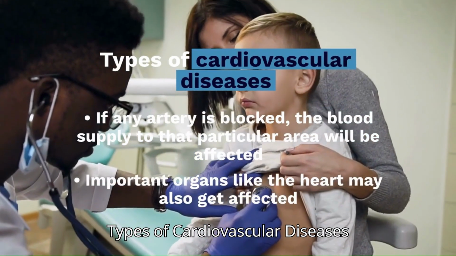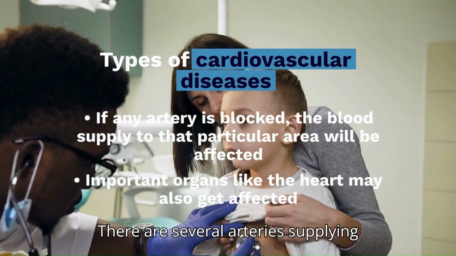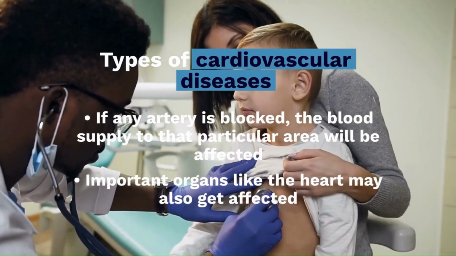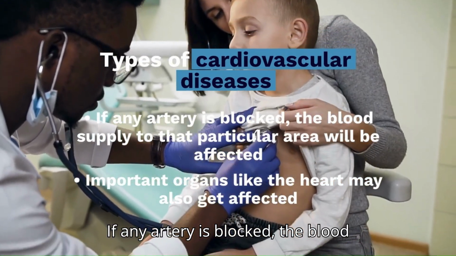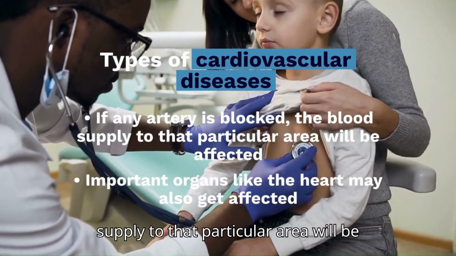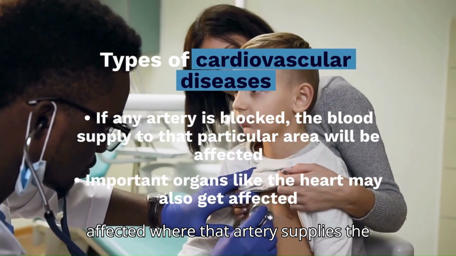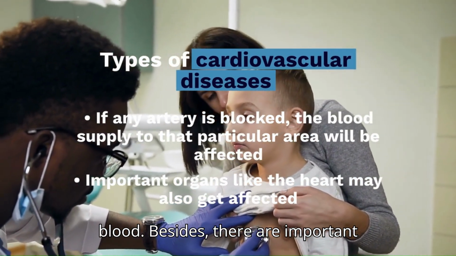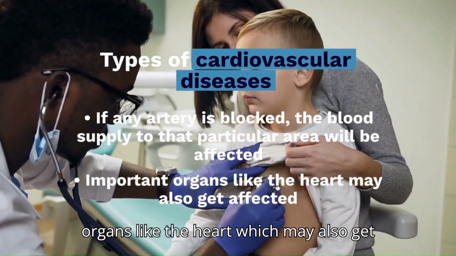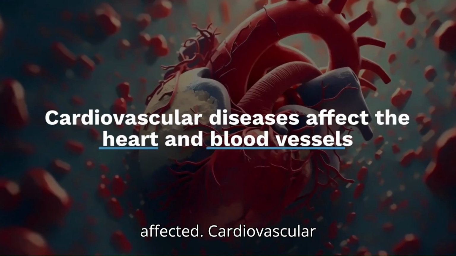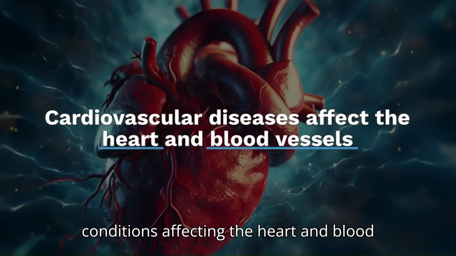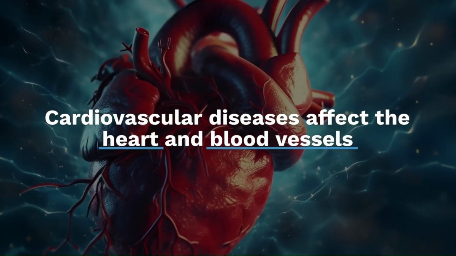Types of cardiovascular diseases. There are several arteries supplying blood to every corner of the body. If any artery is blocked, the blood supply to that particular area will be affected where that artery supplies the blood. Besides, there are important organs like the heart which may also get affected. Cardiovascular diseases encompass a wide range of conditions affecting the heart and blood vessels.